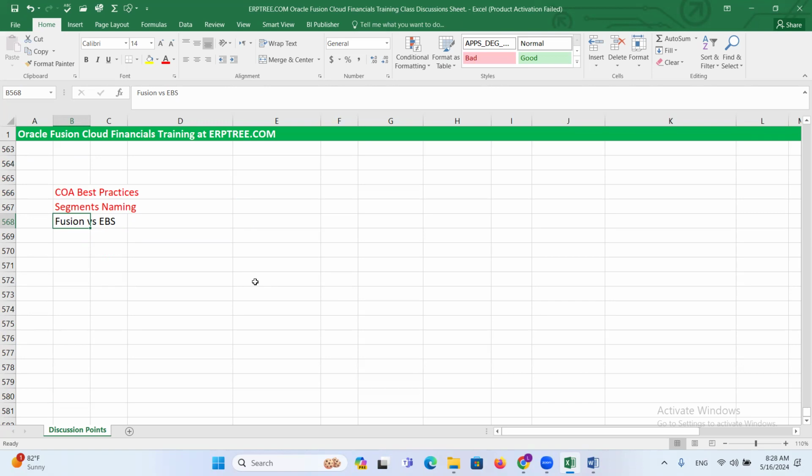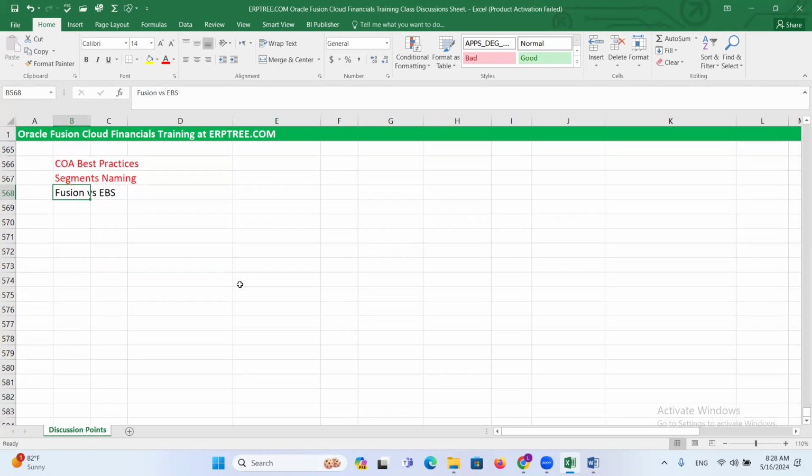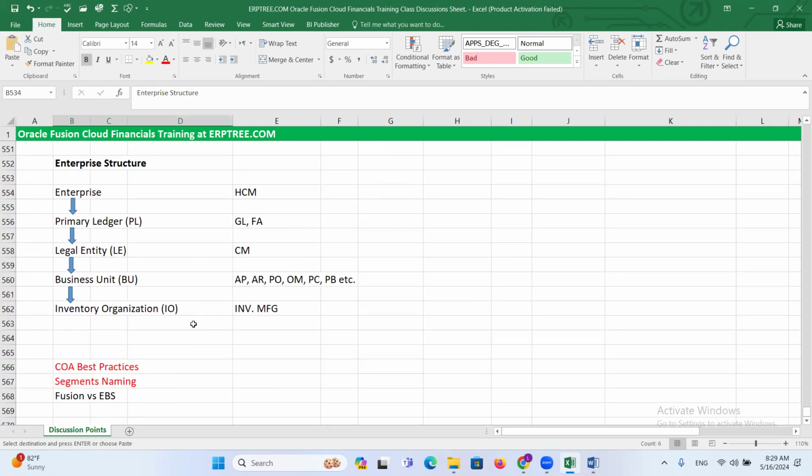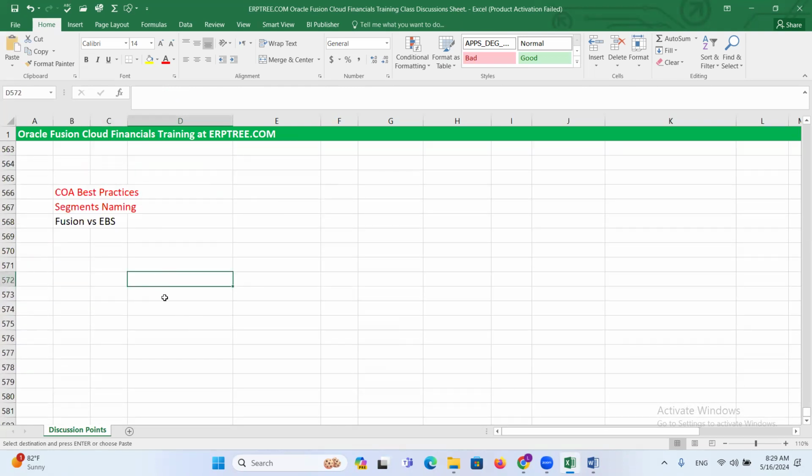You should be aware of certain terminologies and how the enterprise structure levels differ. It won't take much time, hardly 5 to 10 minutes, so that would be very useful for us. When we are working on Fusion implementations, if the client is moving from EBS to Fusion, you will be aware of what the structure level differences or similarities are. We already discussed the Fusion enterprise structure.